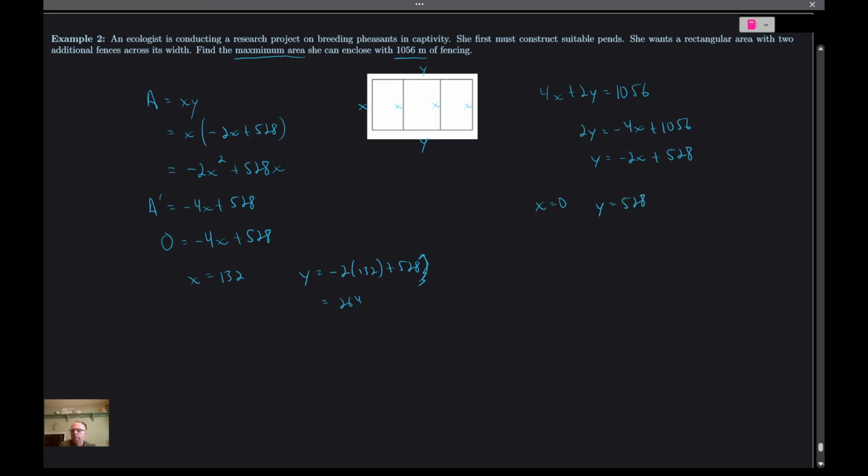Or we have y is 0 and x is 264. But in either case, it doesn't really matter what x is. The area of this rectangle would be 0. So those aren't really a consideration, although they are the endpoints. So the maximum area would be 132 times 264, which is 34,848.